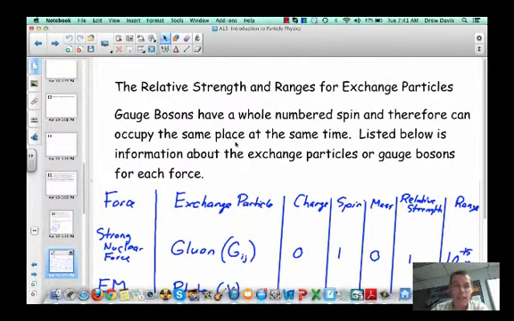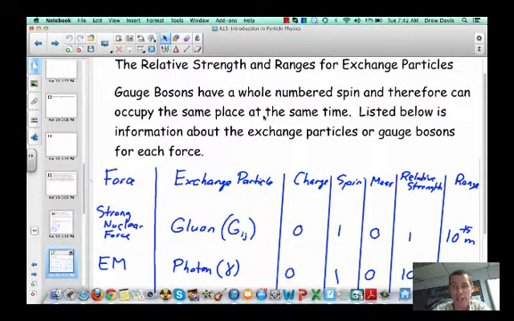Okay, so anyhow, that's the formula for range, and I'm going to use that to sum up exchange particles, or virtual particles, as they're sometimes called. Remember that gauge bosons, or virtual particles, or exchange particles, it's a shame they can't just give it one name, are particles that are created from an energy delta E for a time delta T. And they have a whole number spin, so they can overlap each other in space and time, unlike fermions like quarks and leptons, which can't overlap each other at the same point at the same time.